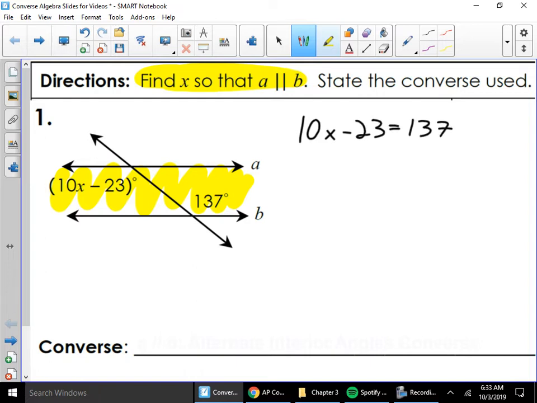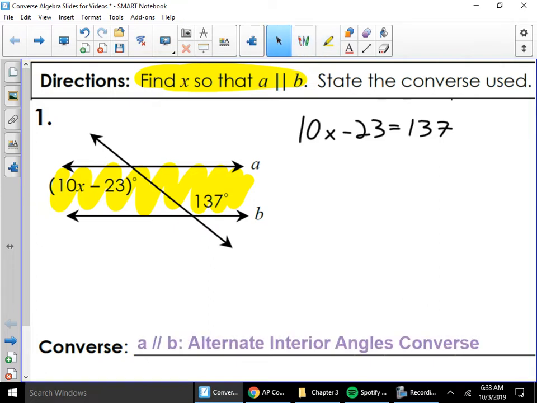So the equation we're setting up here is one of equality. The converse we're going to use, well, that's our alternate interior angles converse. That's what is going to allow us to prove that A is parallel to B. So the algebra here is no different from what we've done in the past.